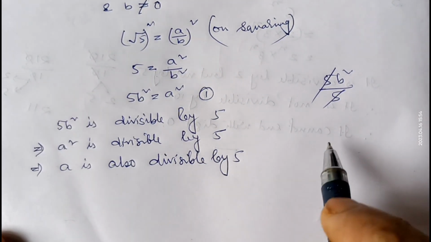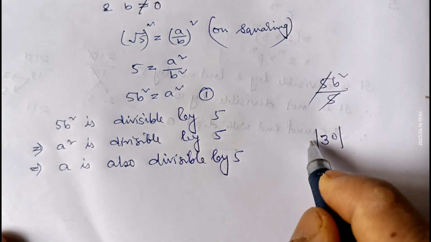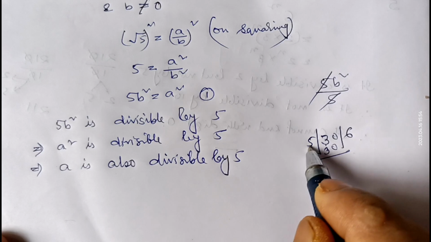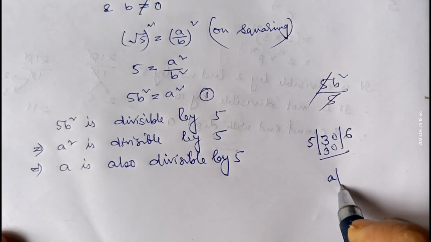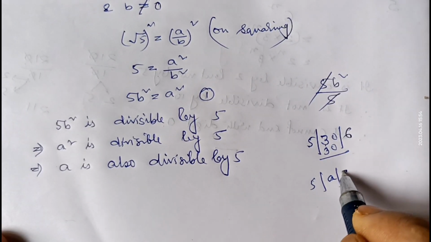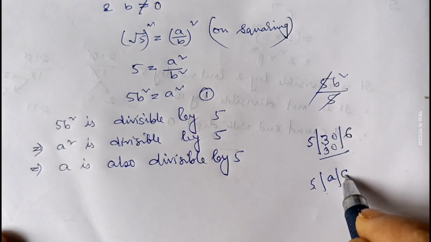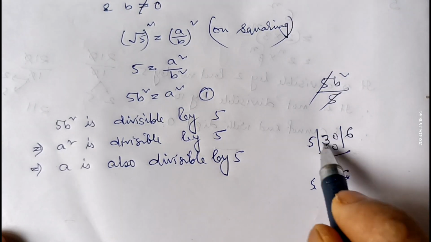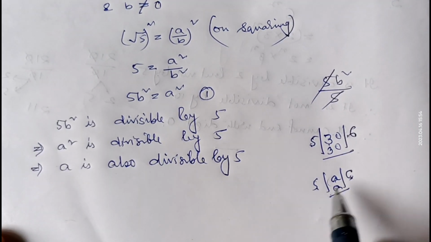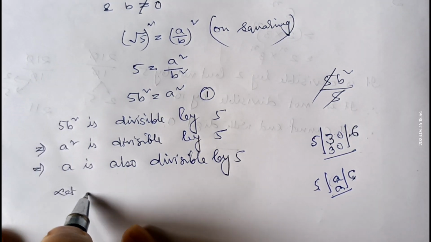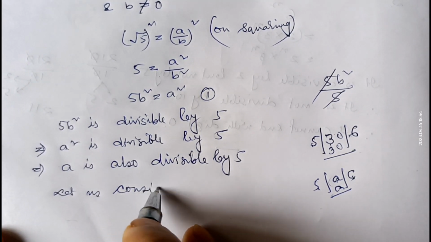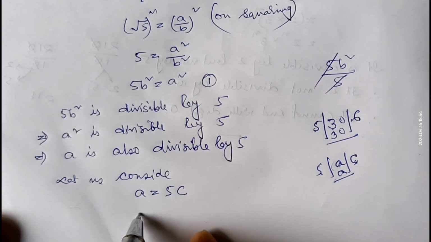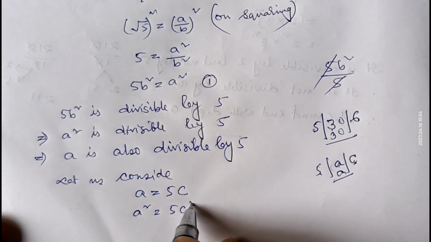And since a is divisible by 5, suppose 30 is divisible by 5, we can write 30 as 5 into 6. Similarly here it is given a is divisible by 5. We can consider any number c. When you multiply 5 with c, you are going to get a. So a equals 5c. If I square both sides, then it will be a square equal to 5c square.